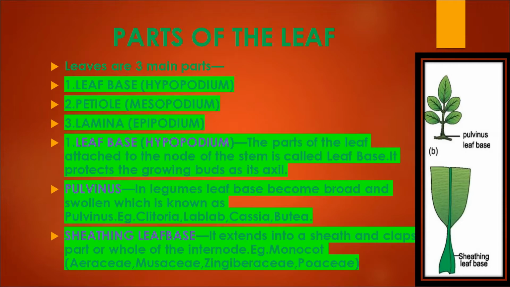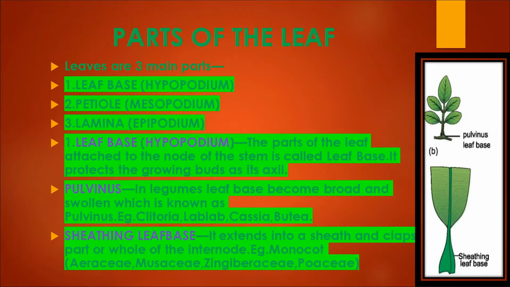The leaf base, hypopodium, is the part which is attached to the stem at the nodal region. So it is called the leaf base and it protects the growing buds at its axil. In some cases it is little enlarged and is called pulvinus. For example, in legume leaves the base becomes broad and swollen and is known as pulvinus. Example, Clitoria, lablab, cassia and butea.